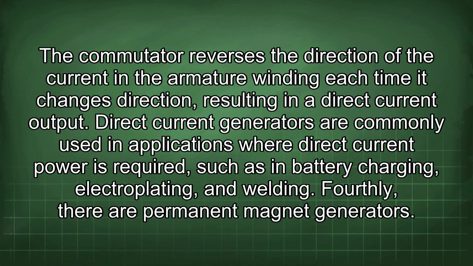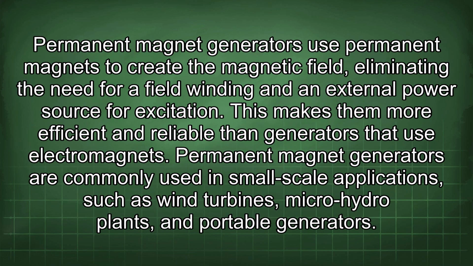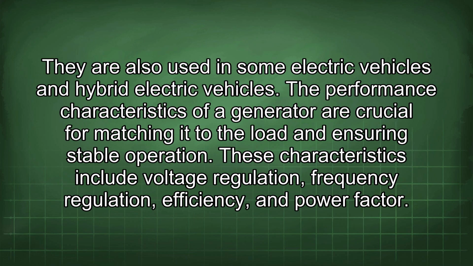Direct current generators are commonly used in applications where direct current power is required, such as in battery charging, electroplating, and welding. Fourthly, there are permanent magnet generators. Permanent magnet generators use permanent magnets to create the magnetic field, eliminating the need for a field winding and an external power source for excitation. This makes them more efficient and reliable than generators that use electromagnets. Permanent magnet generators are commonly used in small-scale applications, such as wind turbines, micro-hydro plants, and portable generators. They are also used in some electric vehicles and hybrid electric vehicles.